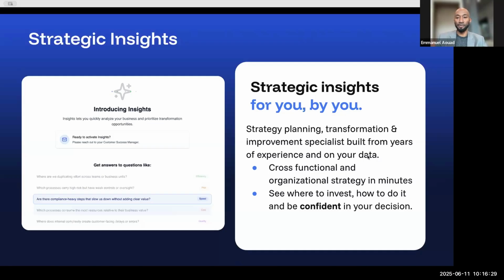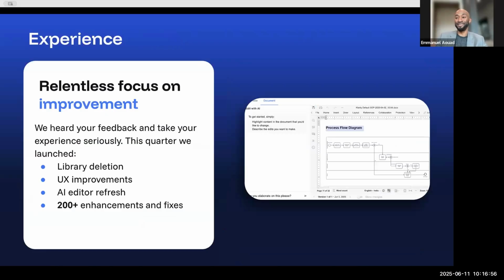So this is strategy planning, transformation, improvement specialists built from your data to give you cross-functional and organizational strategy in minutes instead of months, providing you the ability to see where you need to invest, how to do it, and how to be confident in that decision and know what your ROI is going to be. Simply said, it's transformation for you, by you, and I can talk about this all day. I'm going to move to the next one so that Alex can show the demos sooner. And I'll let Alex talk about this piece.